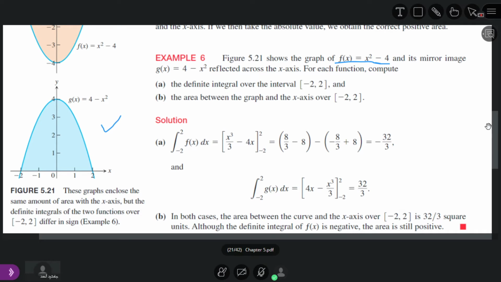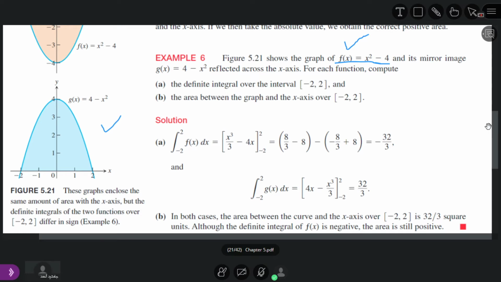Already we have discussed the definite integral. Just see the function here. What is the function? x squared minus 4. Is this a continuous function over the interval -2 to 2? Yes, because this function is a polynomial function and a polynomial function is continuous everywhere. So it must be continuous on the interval from -2 to 2.